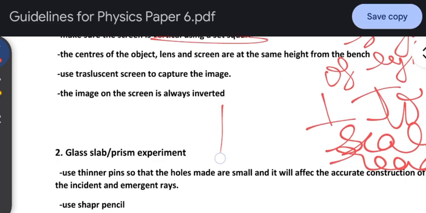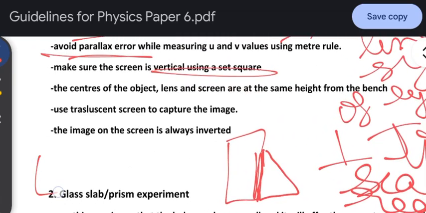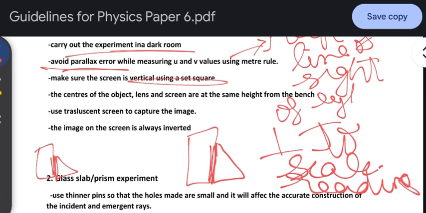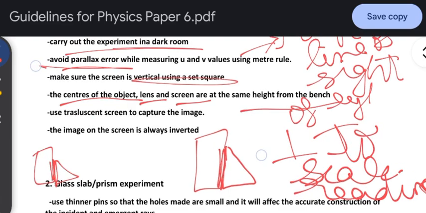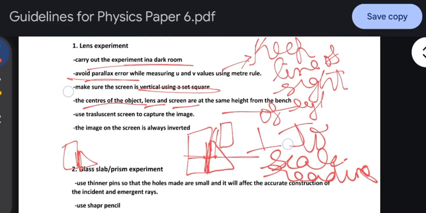This is something very important. They can ask you how to ensure that the rule is vertical. Then you will say coincide it with the set square and check if it is vertical. If the set square coincides with the meter rule, then the rule is vertical. Then the center of the object, the lens and the screen should be at the same height from the bench top. We already discussed this, and all of them should be perpendicular to the bench top.